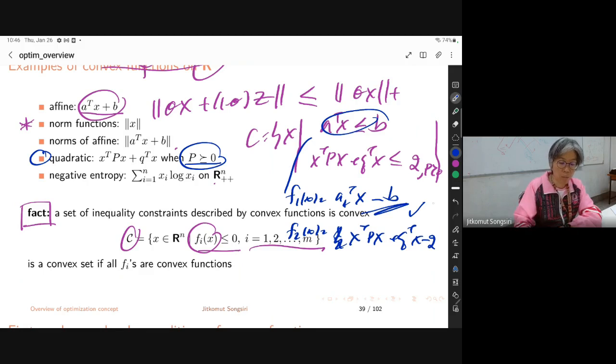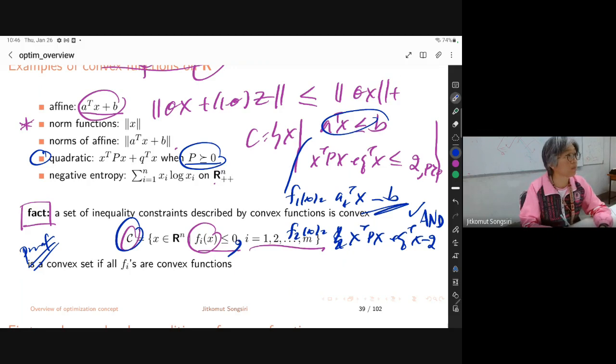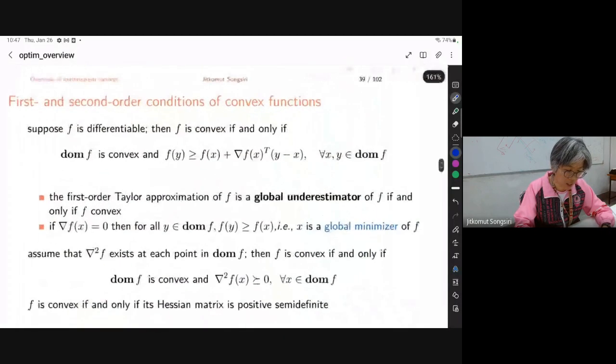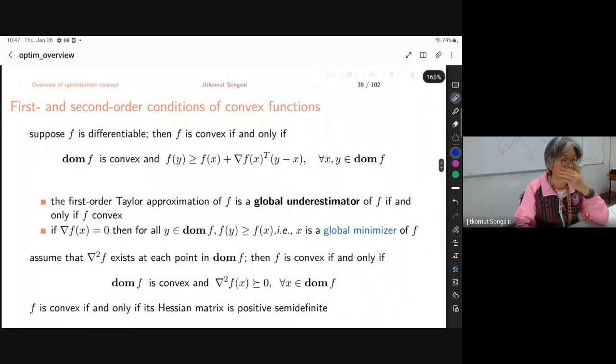If I make an intersection between these two constraints, when you say comma, it means each constraint is related by "and". You make an intersection, so this set must be convex. The proof is easy, but let's just skip it. It's okay if you want to try to prove it, because it's very important.